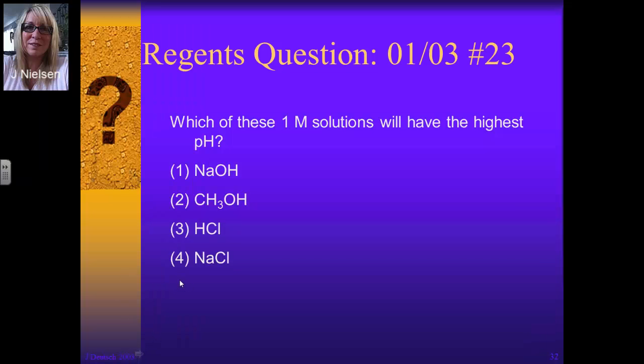Which of these 1 molar solutions will have the highest pH? Highest pH means closer to 14, so I'm looking for a base. NaCl is a salt. It's a metal and a halogen. HCl is an acid. It begins with H. CH3OH is an alcohol, which I didn't teach you yet, but it's certainly not a base because it's not a metal and OH. So the only one that's a base is number 1.